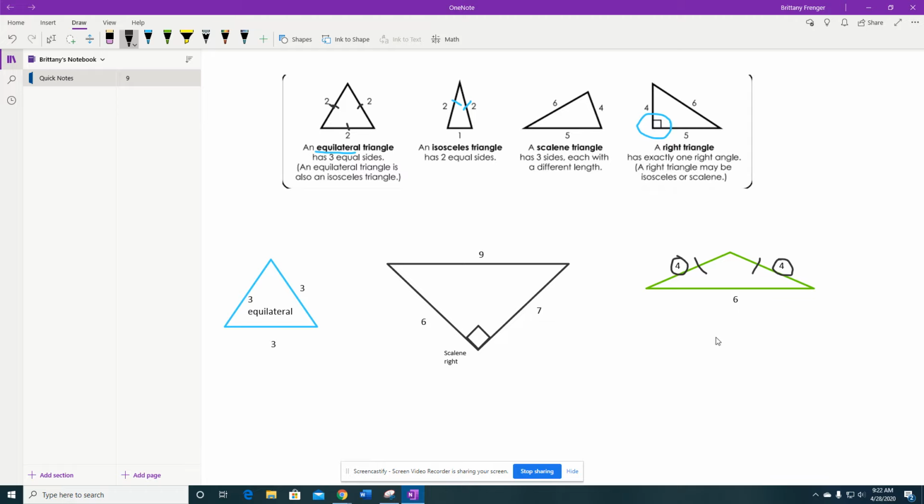All right? So if you have any questions about how to classify a triangle, please reach out. The worksheet that you have today is using these triangles to figure out each triangle for your work page. All right. So any questions, just reach out.